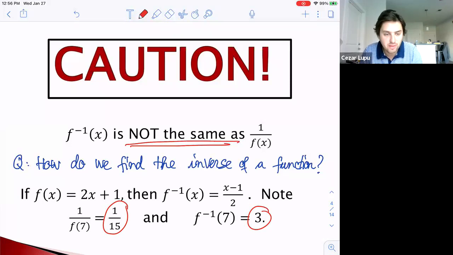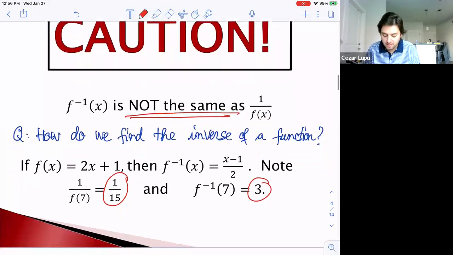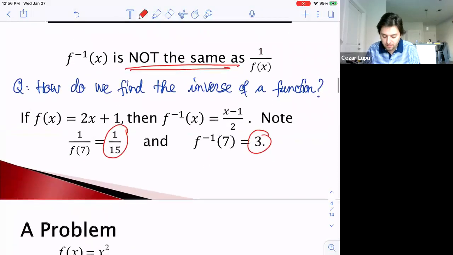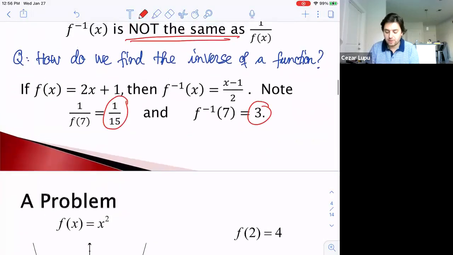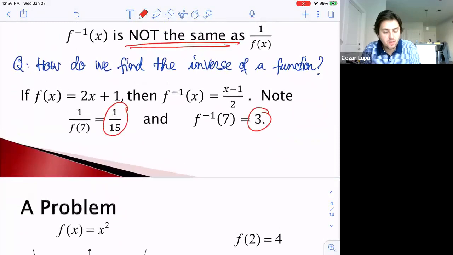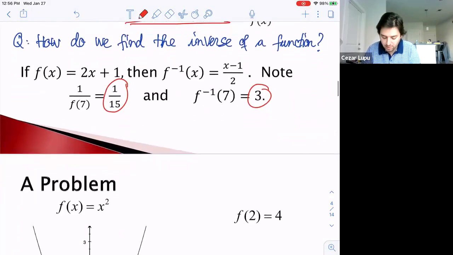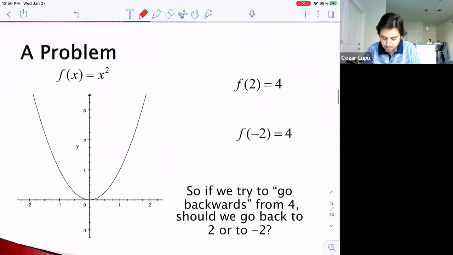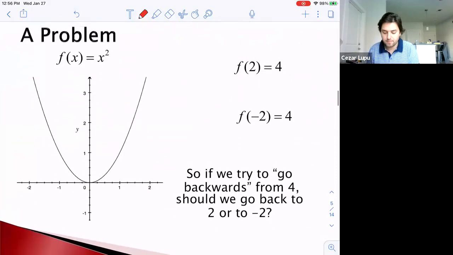You can ask, how did you get that? How did you get f inverse of x is x minus 1 over 2? Anyway, we'll get there. But first, let me start with a problem. Look here. I'll take f of x to be the simplest quadratic function. You see the graph? The graph is a parabola, right? As you can see, the lowest point is here at the origin.